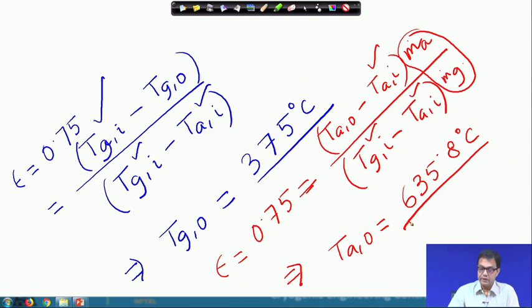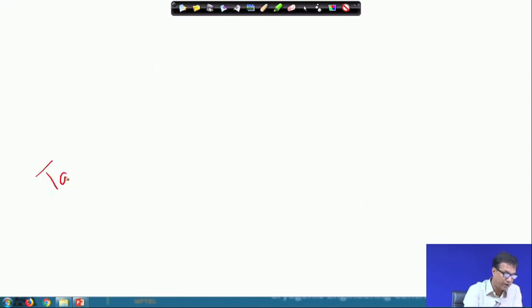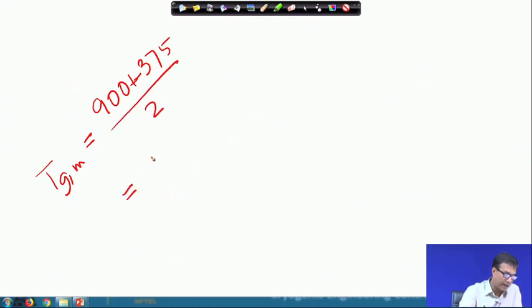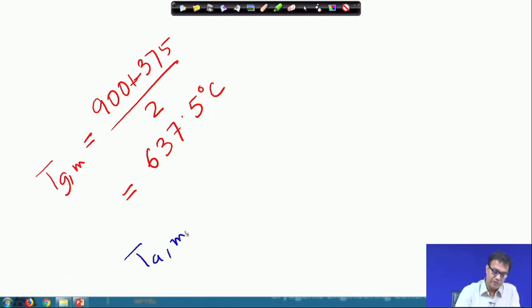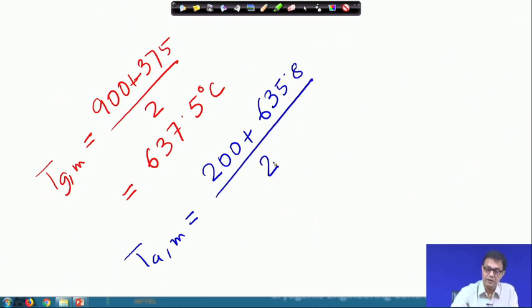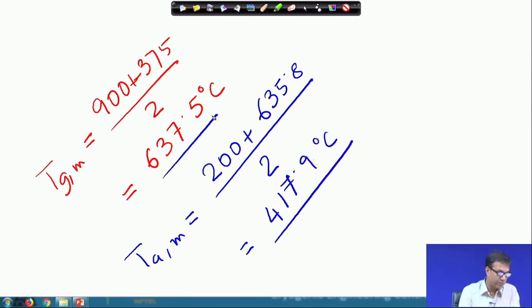So, we can now calculate the mean temperatures. The gas side mean temperature will come out to be Tgm equals (900 + 375) divided by 2, the arithmetic mean, which is 637.5 degree centigrade. For the air side, the entry temperature is 200 and 635.8 is the estimated exit temperature based on epsilon equals 0.75. That gives you 417.9 degree centigrade as the average temperature.